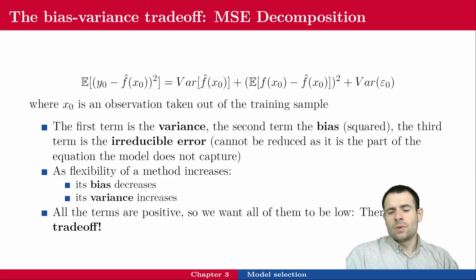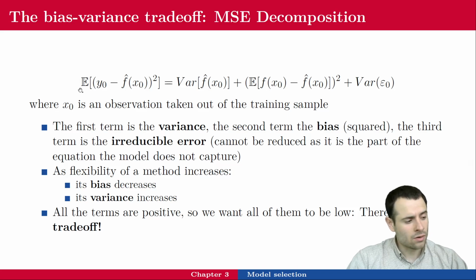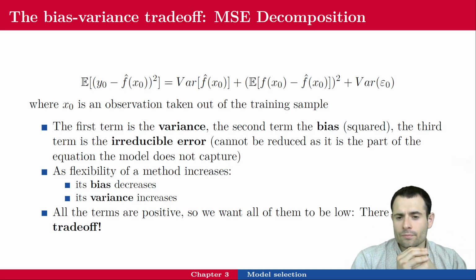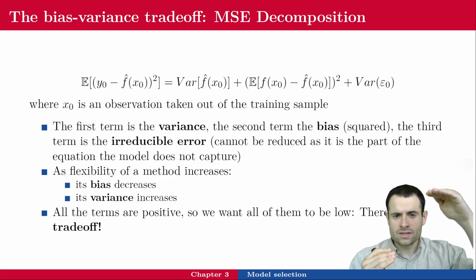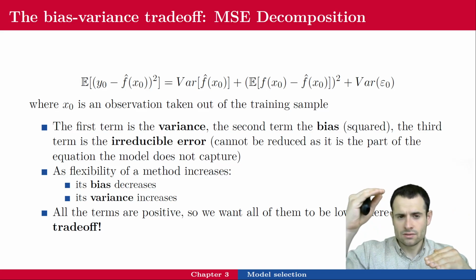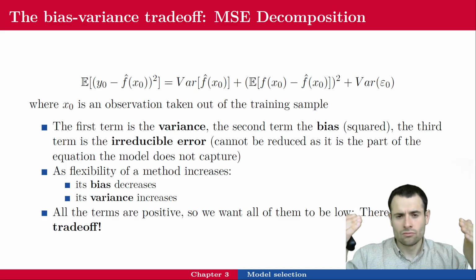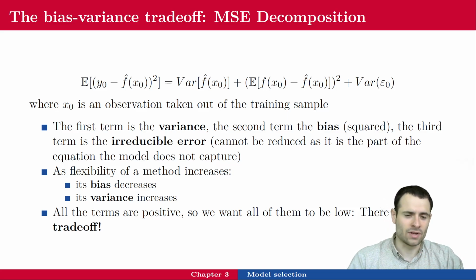So if we want all of them to be low at the same time, because we want to minimize the mean squared error, then it means there is some sort of a trade-off where they're both low at the same time. It's either very high variance, very low bias, or very low variance and very high bias, or something in the middle, where they're both relatively high or relatively low. But the idea is to have them both as low as possible at the same time.